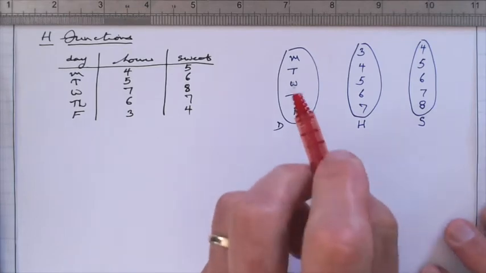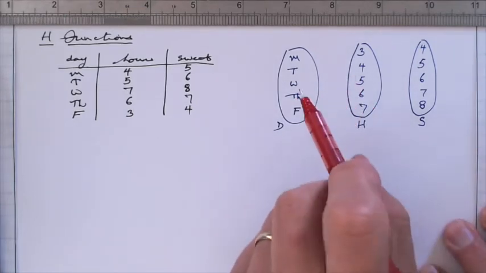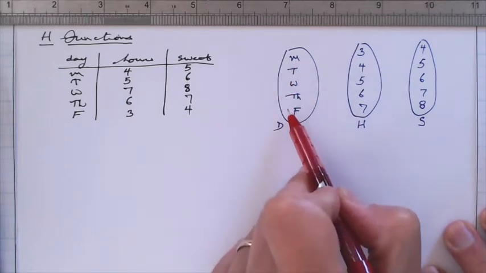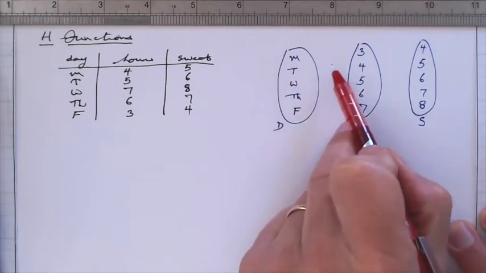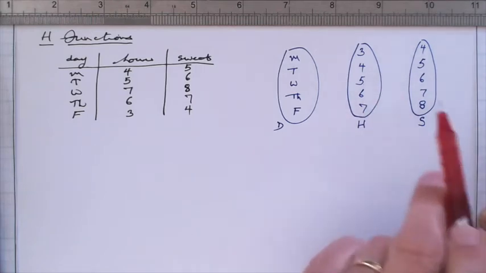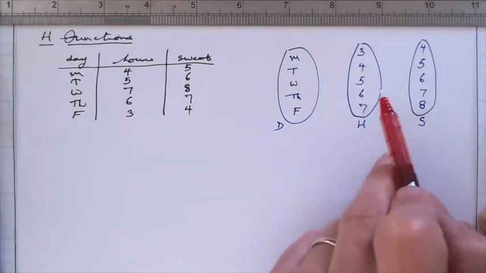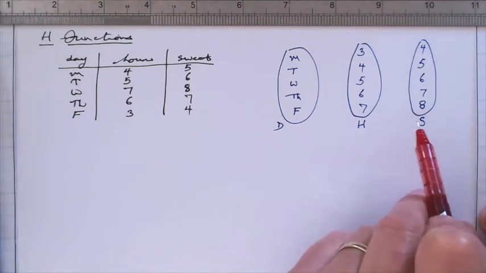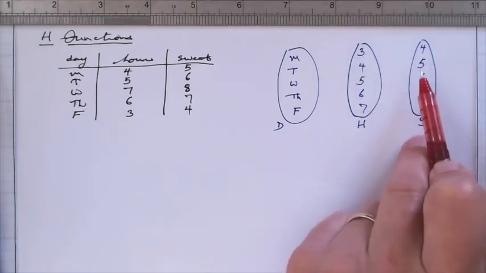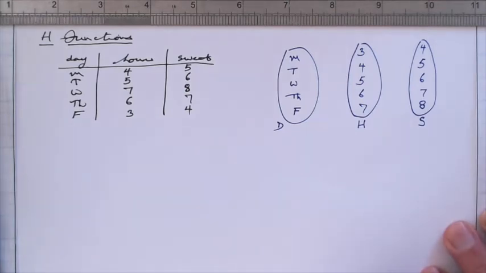There is a function or a mapping which for a given element of this set, for a given day, will tell us how many hours Bethany worked on that day. And there is a second function or a second mapping which tells us for a given number of hours how many sweets Bethany had to eat.